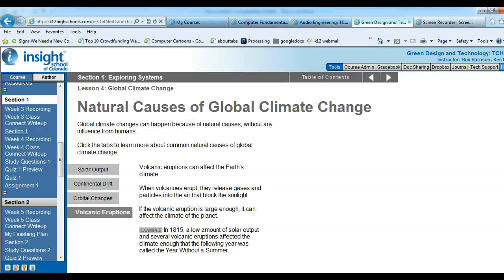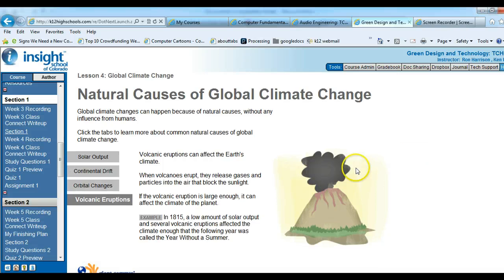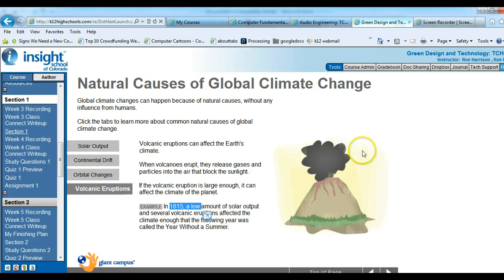And finally, volcanic eruptions and things like that. If you look at this example down here, in 1815, there were several volcanic eruptions around the globe, and it was called the Year Without a Summer. So you can go explore 1815 and find out what happened in certain places around the world. Because there wasn't as much sun, of course, all the crops couldn't grow as usual. People died. There were famines and things like that.